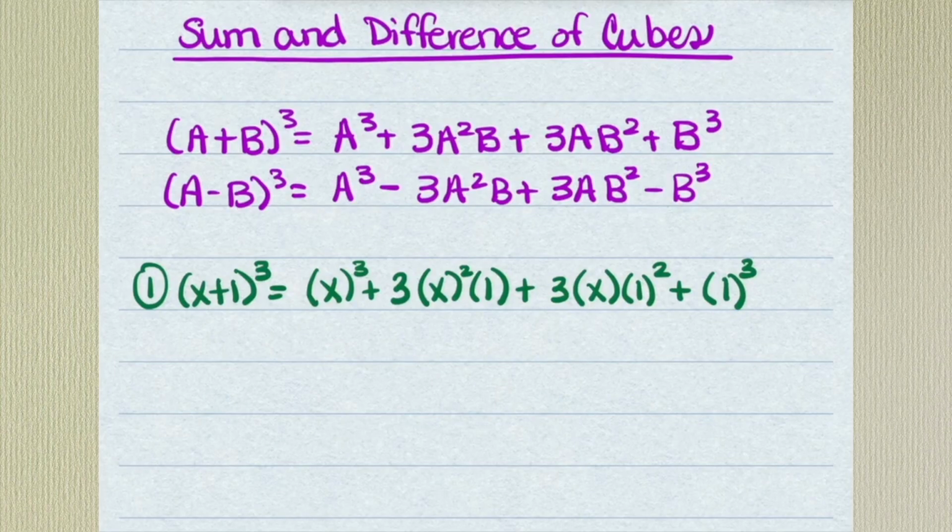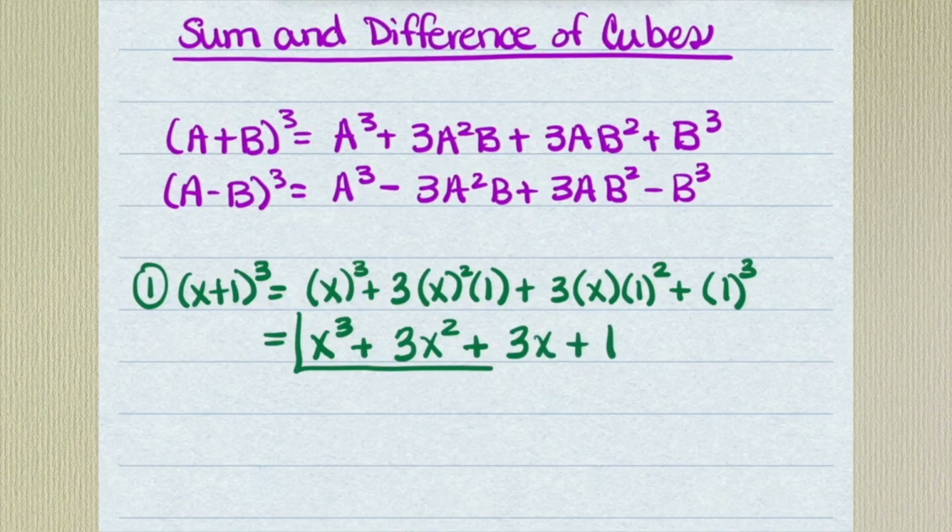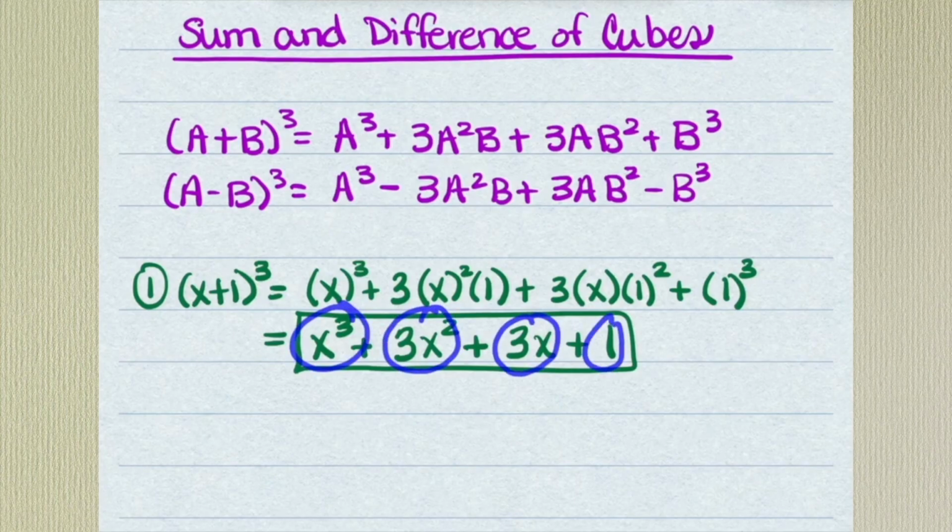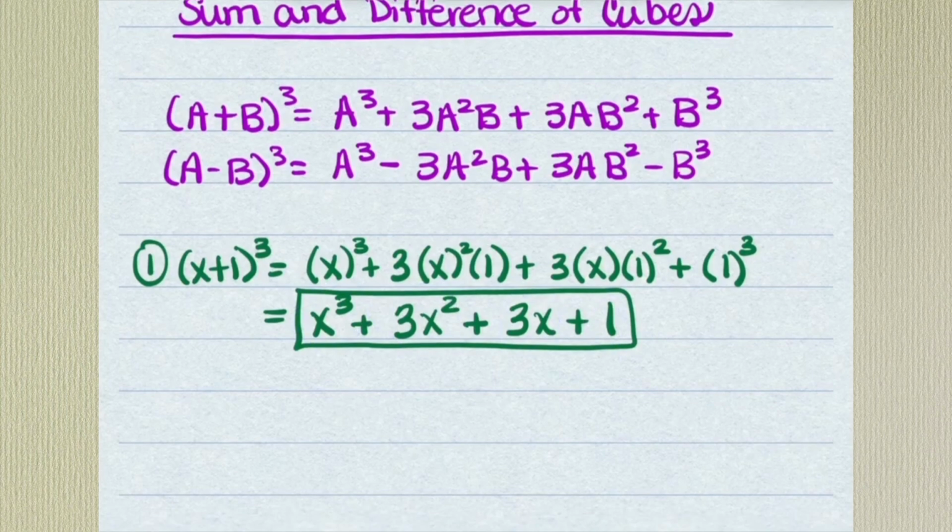Y'all see that? So this is x cubed. This is 3 times 1 times x squared. 3 times x times 1 squared. And then 1 cubed is just 1. Easy? This is a polynomial of degree 3 because it has 4 terms. So we just call it a polynomial. Okay? 4 terms and we just call it a polynomial. Easy? I sure hope so.